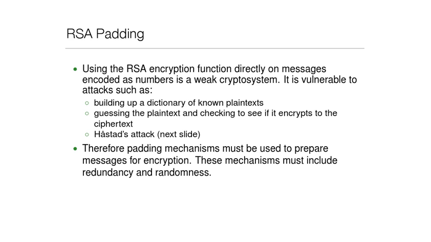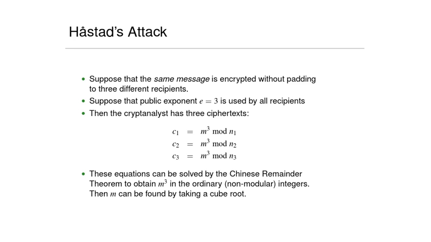Okay, so now let's look at Håstad's attack. Håstad is a cryptographer, I think, from Sweden. So suppose that the same message is encrypted without padding to 3 different recipients. So suppose that public exponent E is used by all recipients, and then the cryptanalyst has 3 ciphertexts like this. So C1 is the ciphertext, the message is the same message, we don't know that. That means m to the power 3 mod n1.